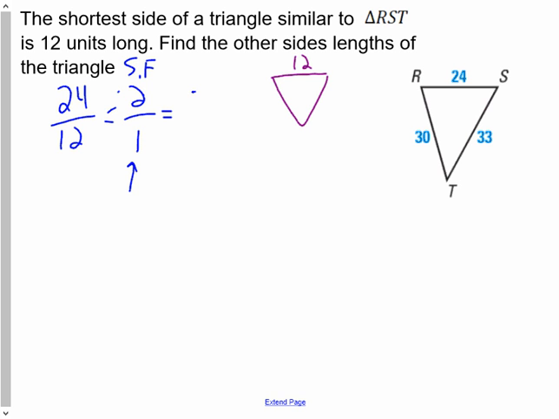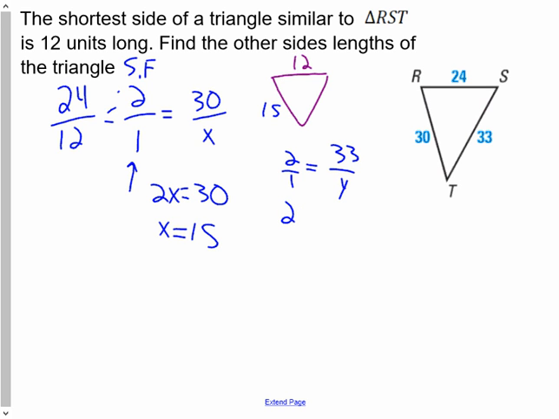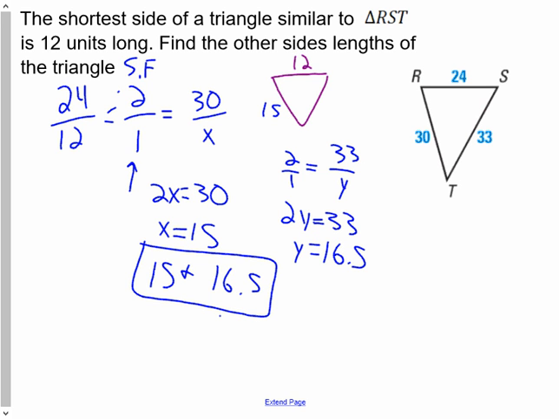You set that equal to 30 over we don't know. Cross multiply and divide. 2x is 30. So that second side is 15. And then the third side, 2-to-1, equals 33 over the last side. 2y is 33. y is 16 and a half. So what are the other sides? 15 and 16 and a half. On my other two sides. All right. Find the scale factor with the given. Find the others using scale factor.